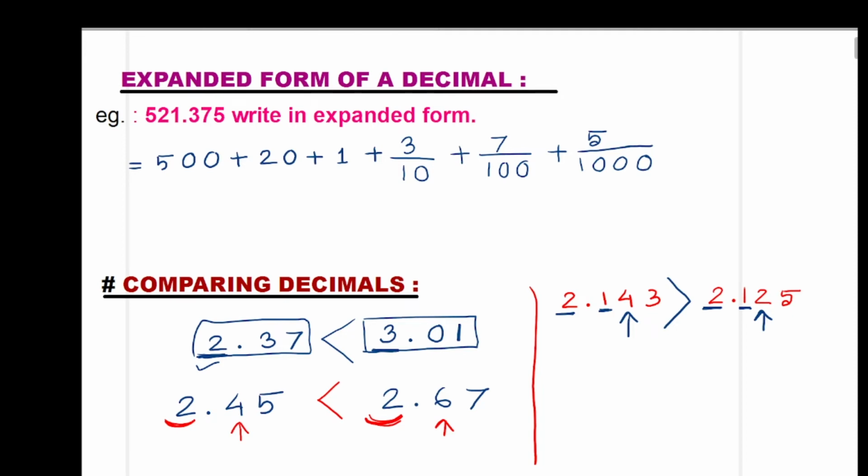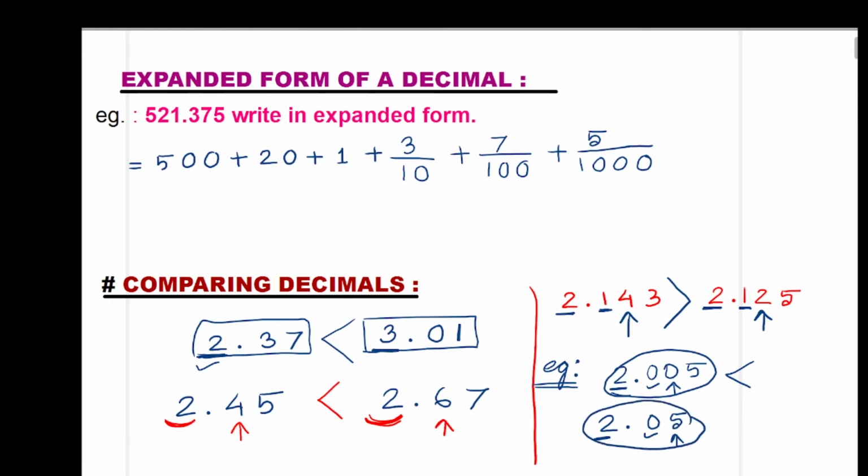Okay. So next another example I will show you. 2.005 and here it is given 2.05. Now see, 2 is same, here also 0, here also 0, but at this place it is 0, here it is 5. Definitely this number is smaller than this number. Okay, that way we can compare the two numbers.